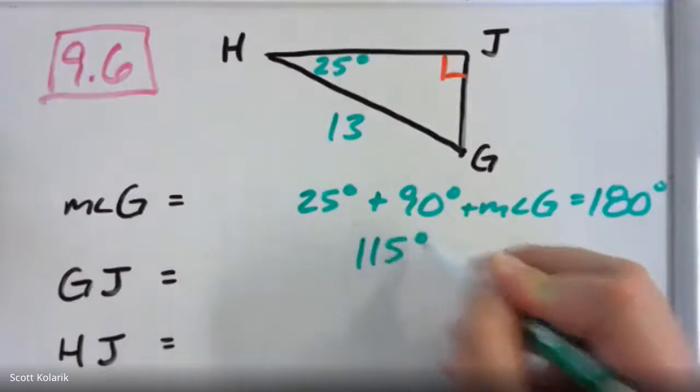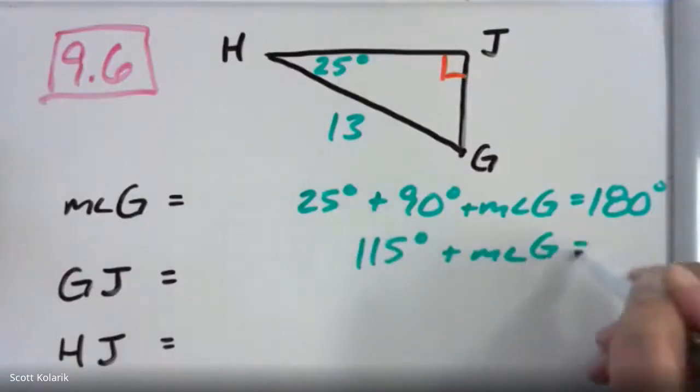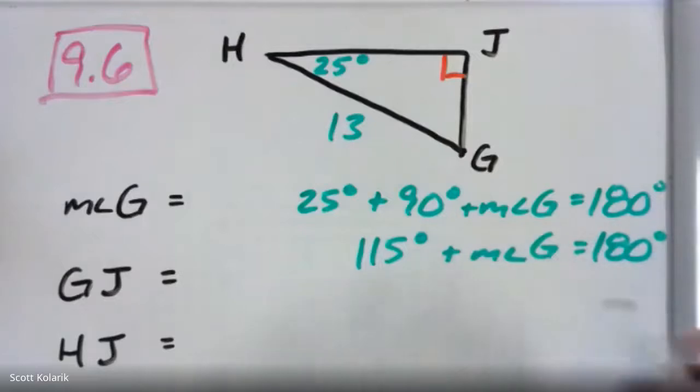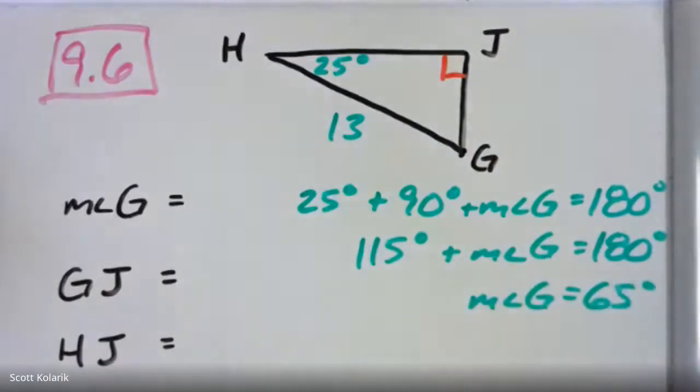25 plus 90 is 115. I would subtract that from 180 to figure out what's left over for angle G, and I would find that angle G is equal to 65 degrees. Pretty quick.